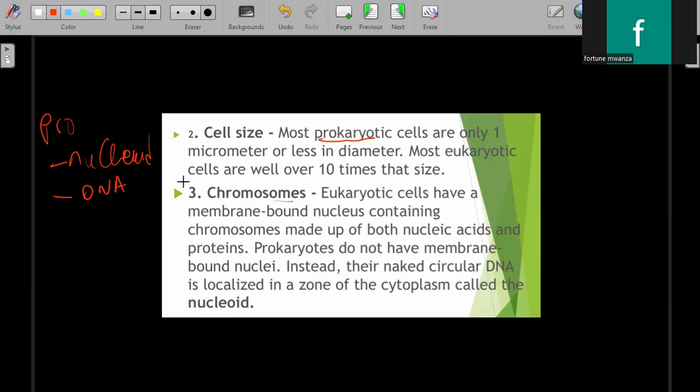Then in eukaryotes, you are going to find this genetic material in the nucleus. So these prokaryotes do not have a nucleus, but eukaryotes are the ones which have a nucleus. So in terms of genetic material, in prokaryotes, you're going to find it in the nucleoid. Then in eukaryotes, you're going to find it in the nucleus. So that's what you have in there.